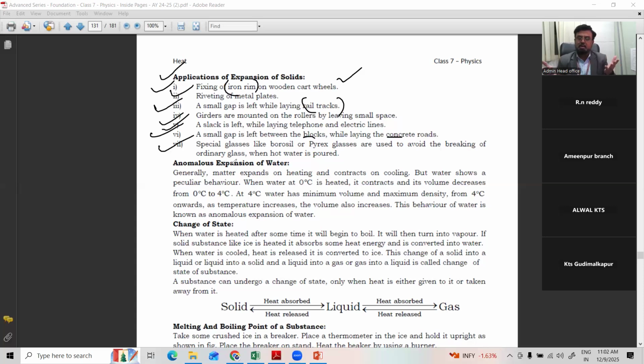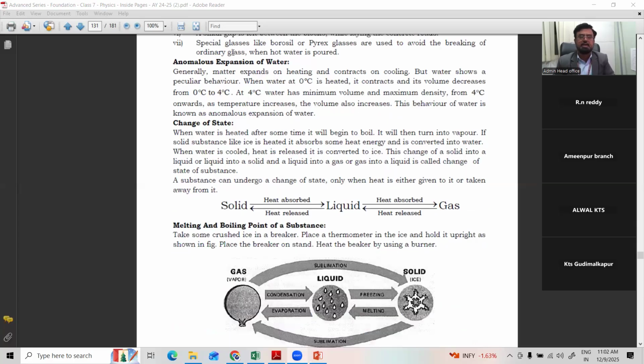It may be either laying of telephone wires and electric wires, or leaving a gap between the railway tracks, or it may be riveting of metal plates, or it may be fixing the iron rim to the wooden wheel. All these are directly applicable for the expansion of solids. Right? So solids expand on heating and contract on cooling.